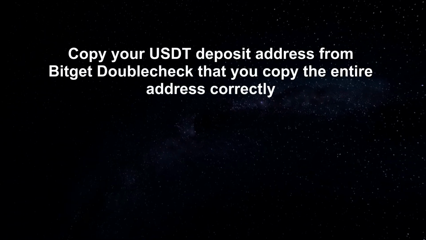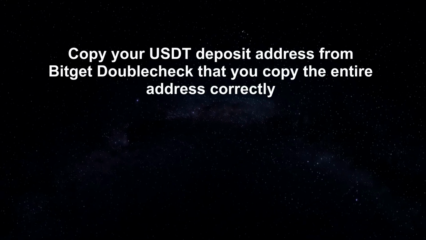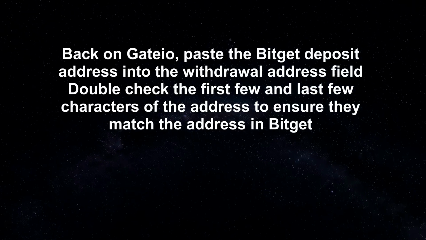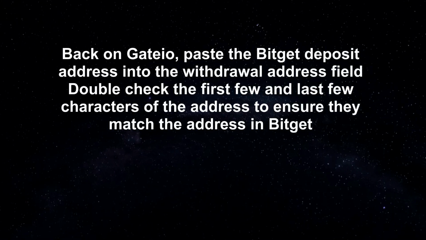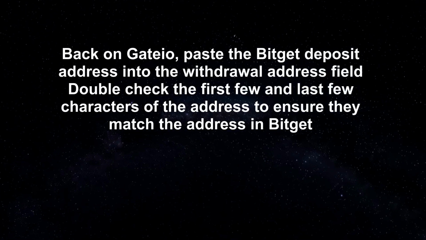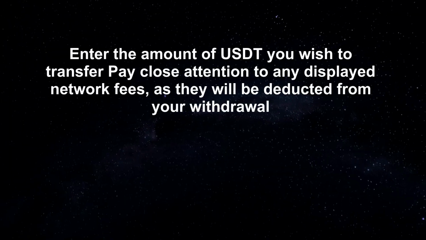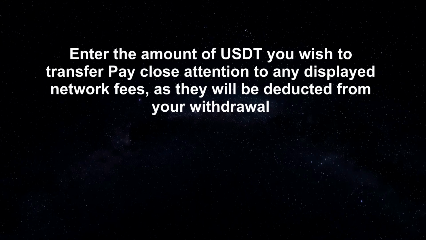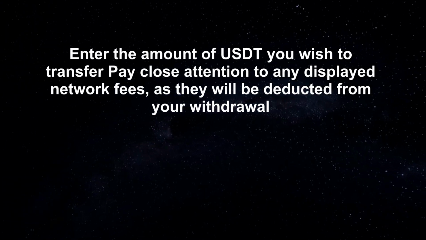Double check that you copy the entire address correctly. Back on Usdt, paste the Bitget deposit address into the withdrawal address field. Double check the first few and last few characters of the address to ensure they match the address in Bitget. Enter the amount of USDT you wish to transfer. Pay close attention to any displayed network fees, as they will be deducted from your withdrawal.